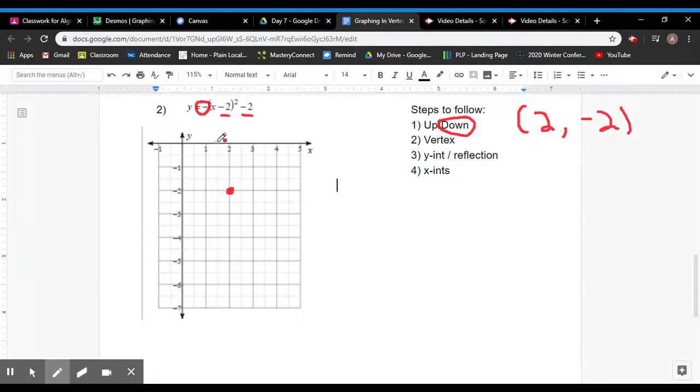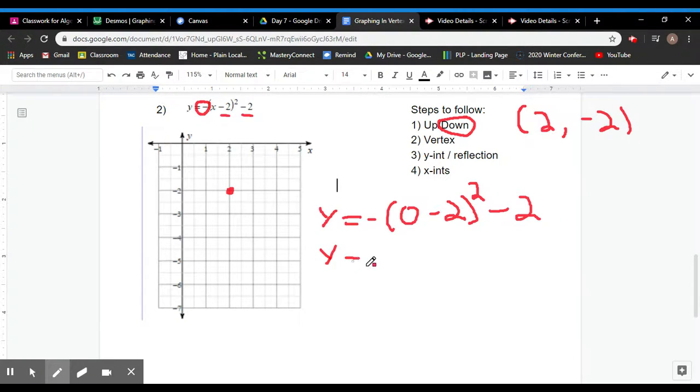Find the y-intercept and its reflection. To find the y-intercept, instead of writing x in the equation, you write a 0, and you solve for y. So y equals negative, instead of writing an x, you write a 0, minus 2 squared, minus 2, and you just solve the entire right side of the equation for y.